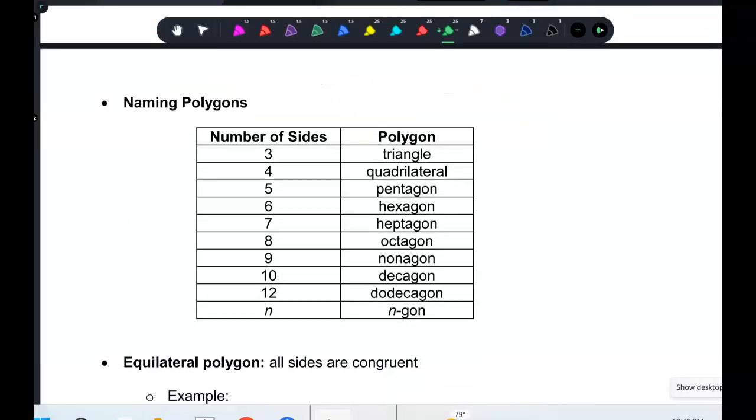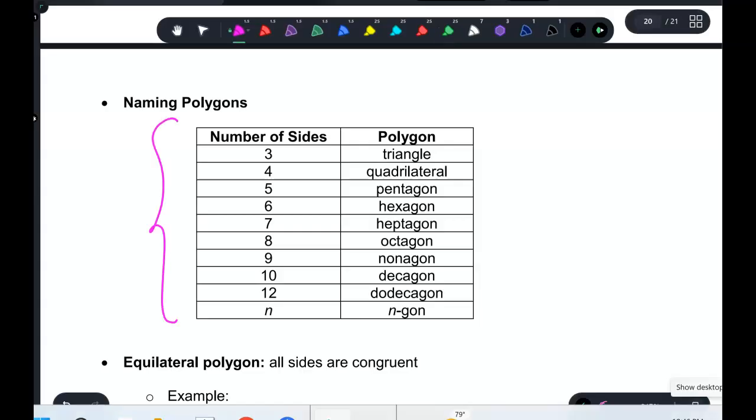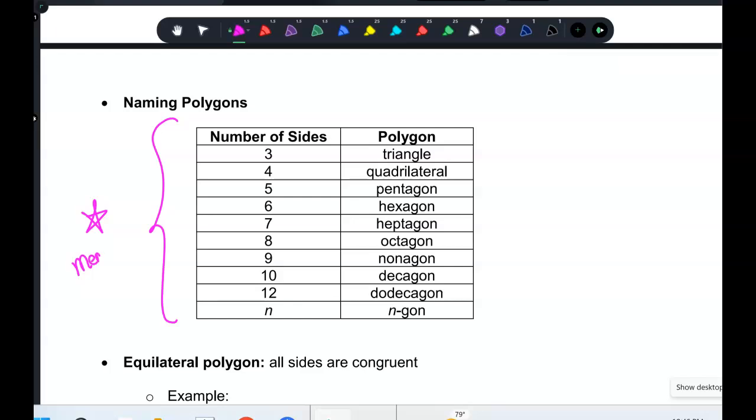Okay, our names of polygons. These you need to know for the test. Okay, so I'm going to put a little star here. I'm going to say memorize. Now, hopefully, half of these you might know already, maybe more. Now, we also want to speak very generally. So, 3 sides is easy, I hope. Triangle. Cool. Okay, we got a triangle down.